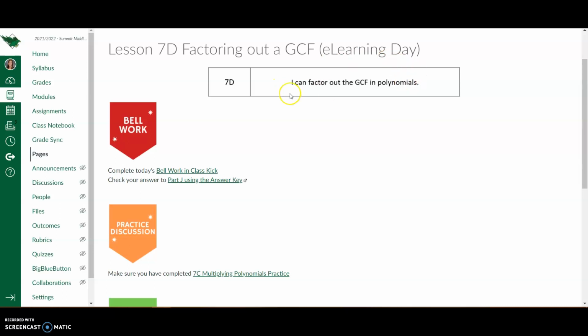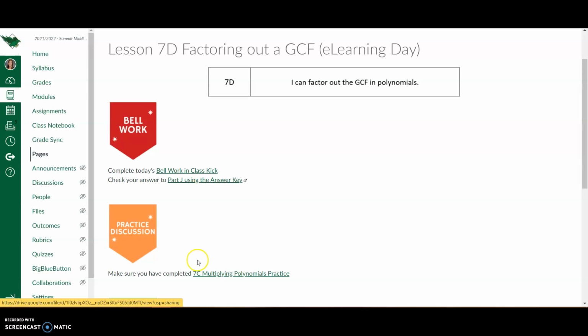So your learning target is at the top, so I can factor out the GCF in polynomials. First thing I want you to do is your class kick. So if you click here to get to your class kick, or you can just click on the link that you already have bookmarked. We are doing part J. Once you're ready to get your answers checked, please click here, and your answer key is there for you to check your answers. So go ahead and do your class kick.